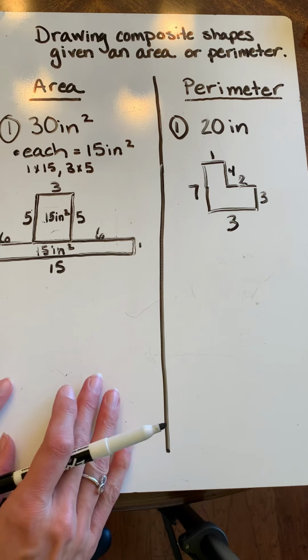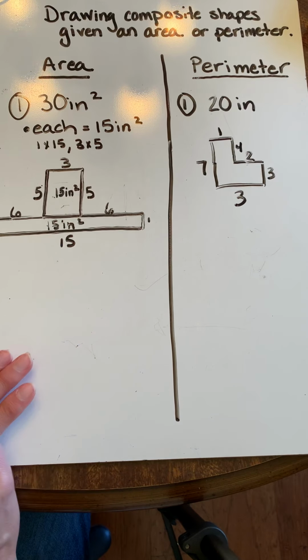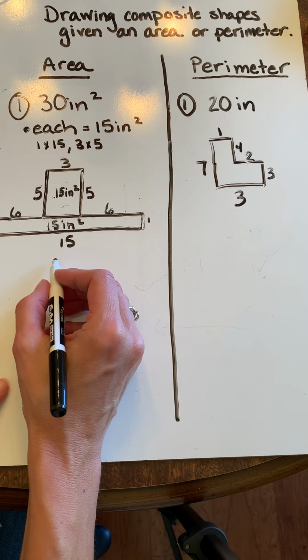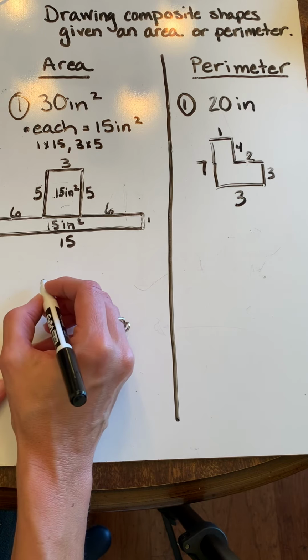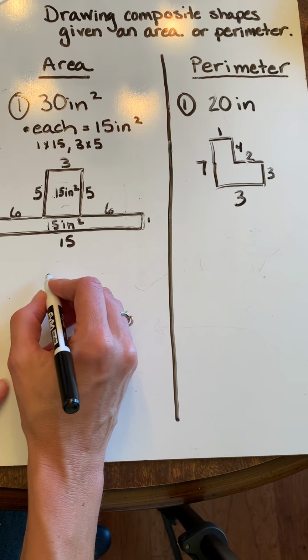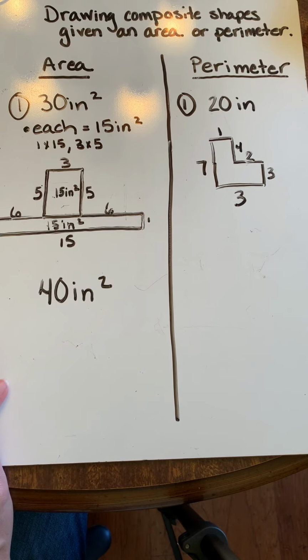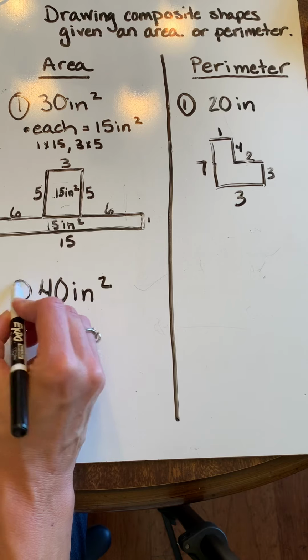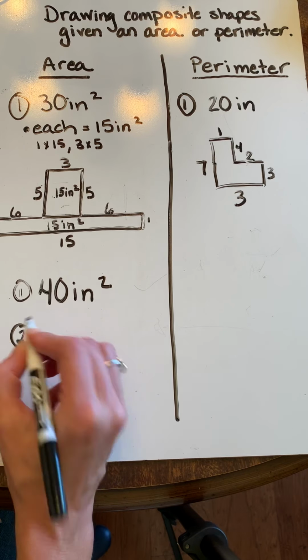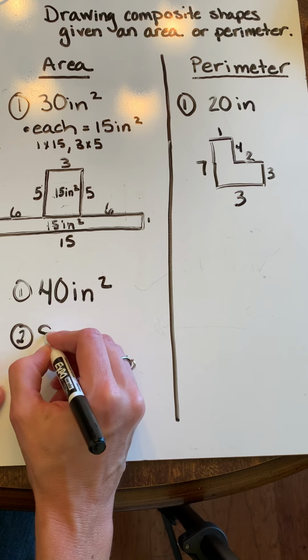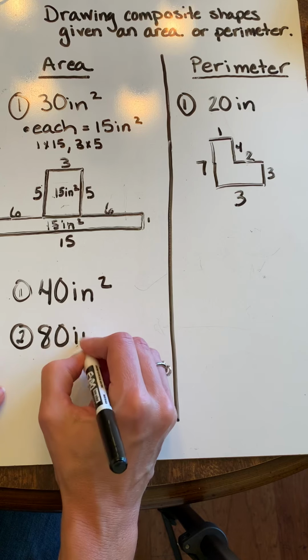Okay, so here we go. Here are your given areas and perimeters. We would like you to find a way to compose a composite shape that has an area of 40 inches squared. That's your first one under area. You're going to be doing 2 under each. And a composite shape that has an area of 80 inches squared.